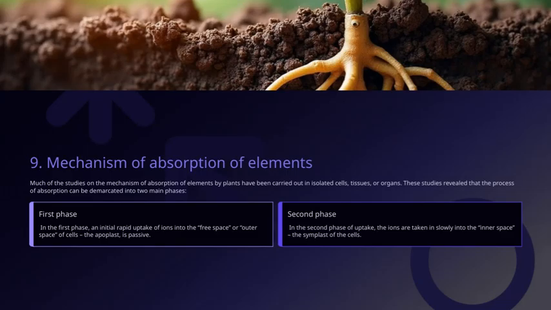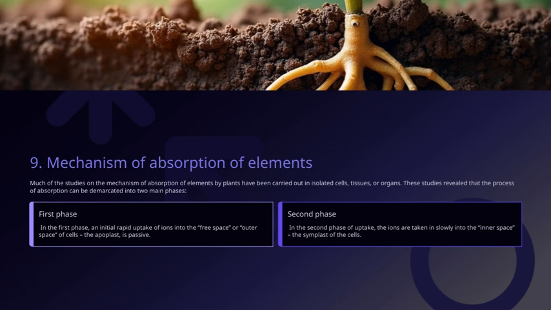In the second phase of uptake, the ions are taken in slowly into the inner space of the cells, which we refer to as the symplast. This phase is more controlled and involves the movement of ions through the cytoplasm and across the cell membranes. Now, if we look back at the first phase, it's characterized by a rapid uptake of ions into the free space, or outer space of the cells, known as the apoplast. This initial phase is passive, meaning it doesn't require energy, and ions move quickly into the apoplast right after they come into contact with the root surface.